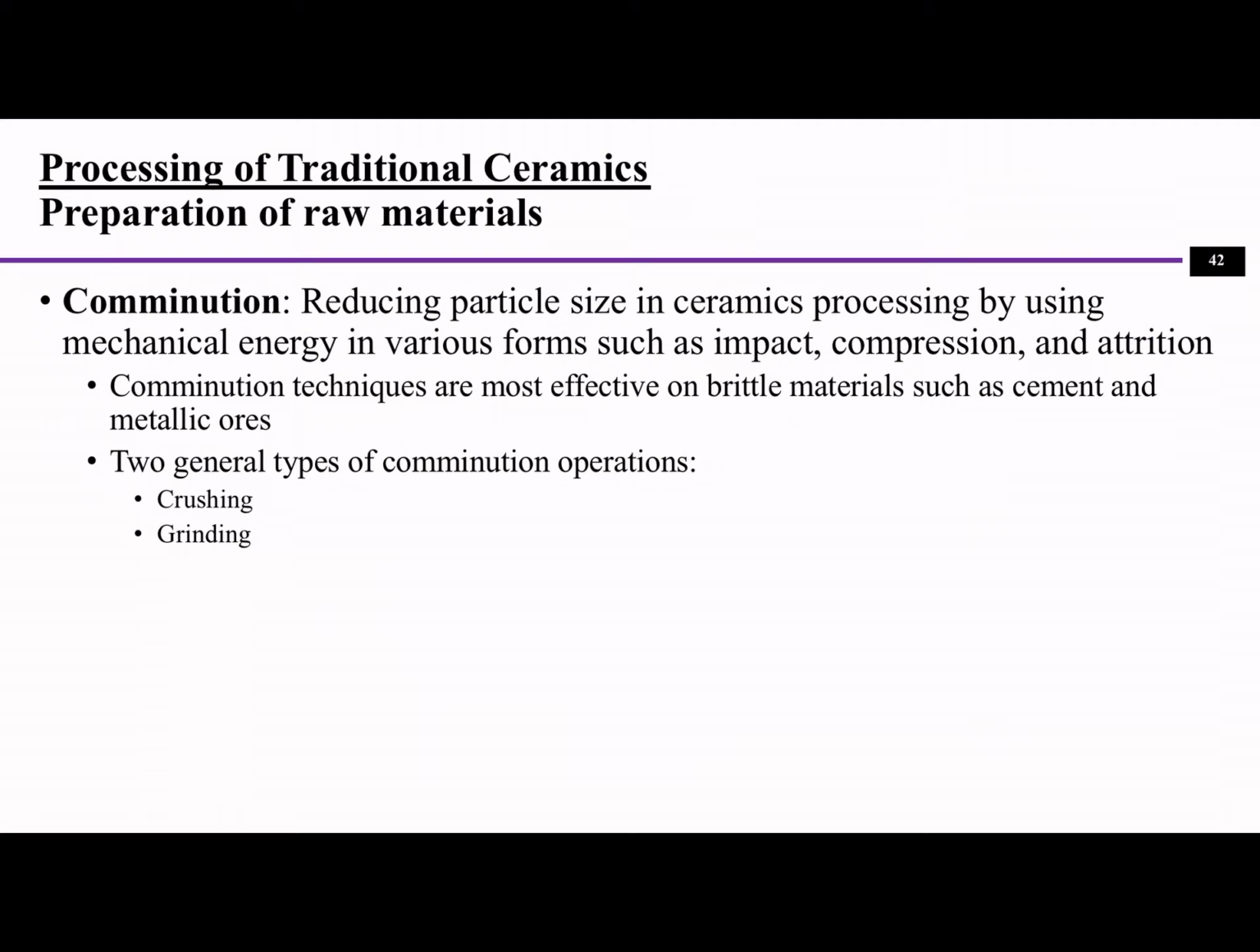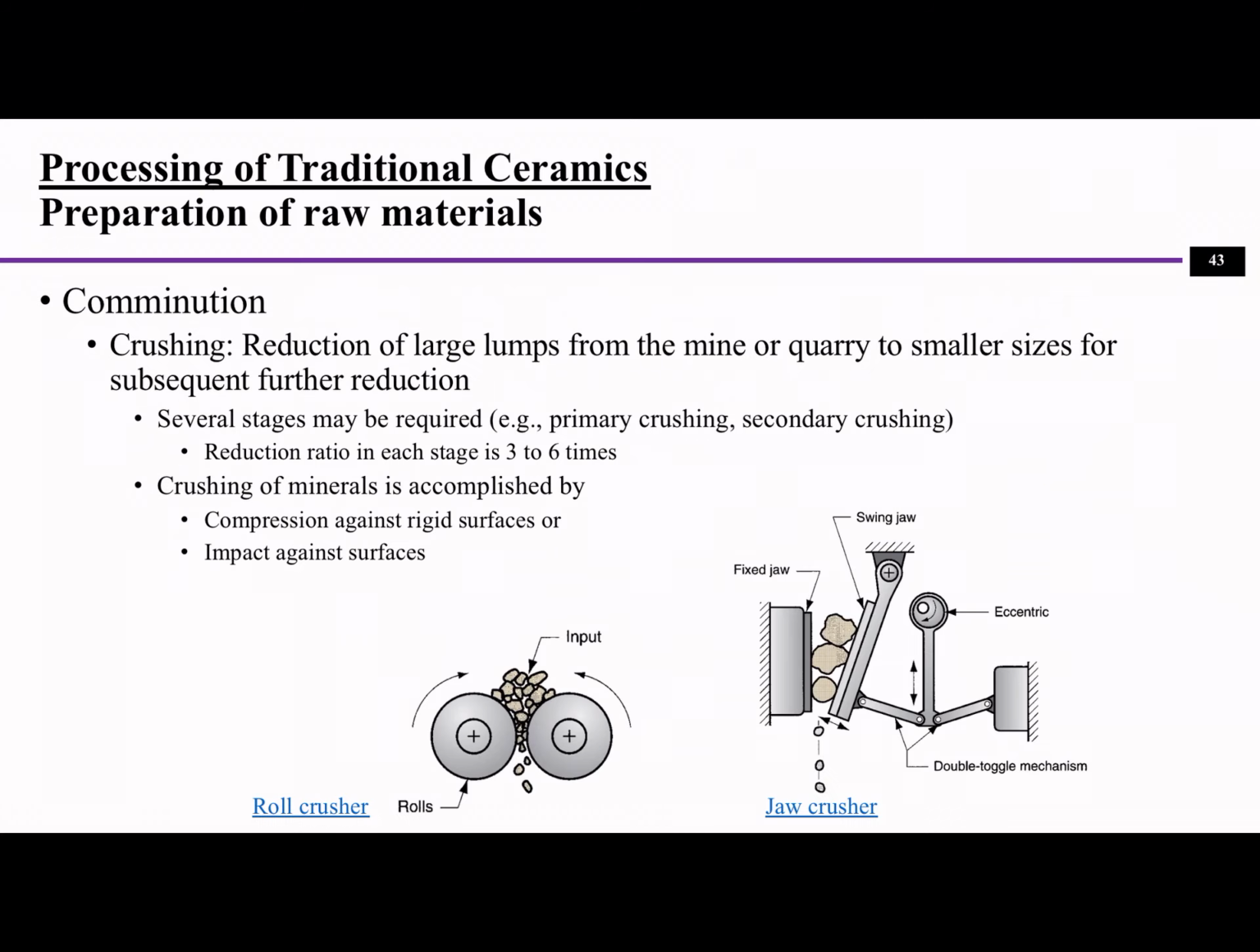So how do we reduce those big rocky lumps into small sizes? There are two different types of operations. One is crushing, and another is grinding. The academic name for reducing the particle size is called comminution. Here are two pictures or examples. You can see the difference between crushers. The left one is the roll crusher and the right one is a jaw crusher.